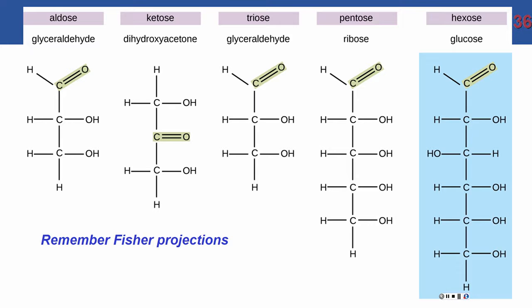So here again is your aldose, ketose, triose, pentose, and hexose. And glucose is where we're going to spend most of our time here. This glyceraldehyde and dihydroxyacetone are going to be really important when we talk about glycolysis and some gluconeogenesis next week.